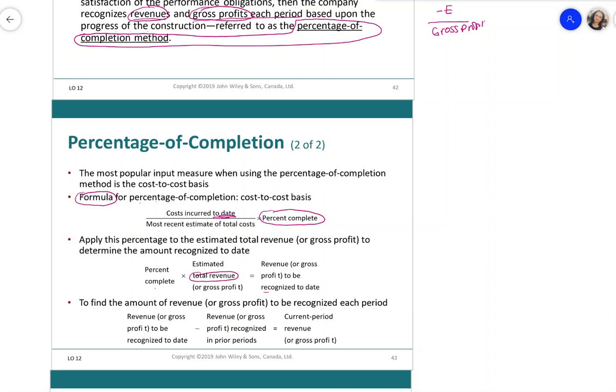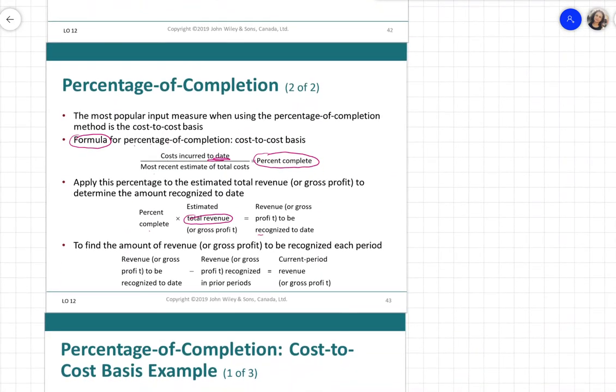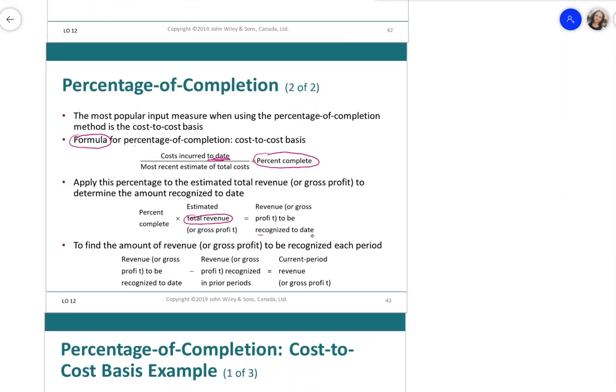If your project is, the transaction price is your total revenue at that time. So transaction price will be the total revenue. From there, once you calculate the revenue to be recognized to date, then you can minus what you recognized previously, and that will give you the current year's revenue. So the revenue to be recognized to date, that's what you calculated in step 2.